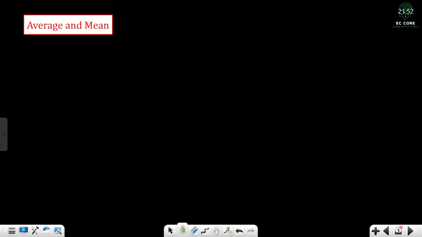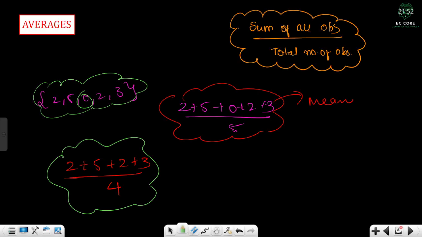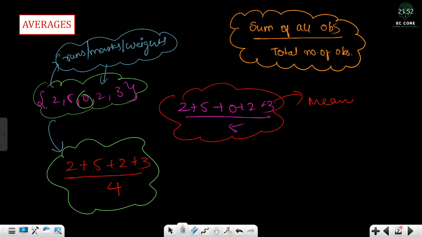The difference between average and mean is, if I am telling you that these are some runs scored by a batsman, or marks obtained by a student, or weight of newly born children, then my average will be equal to mean. But if I am giving directly the set of numbers and I am asking to find the average, then this will be my average. If I am specifying any information regarding these numbers, then my average will be equal to mean. So that is the difference between average and mean.